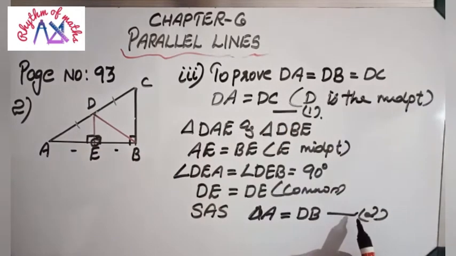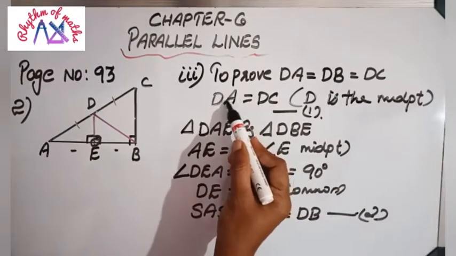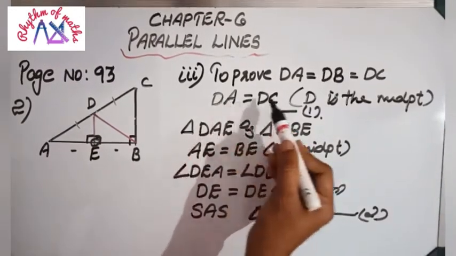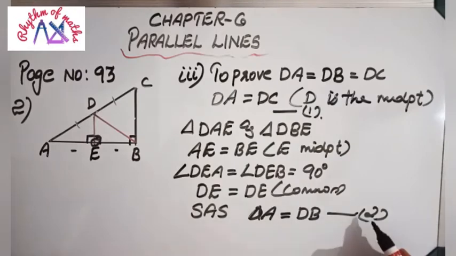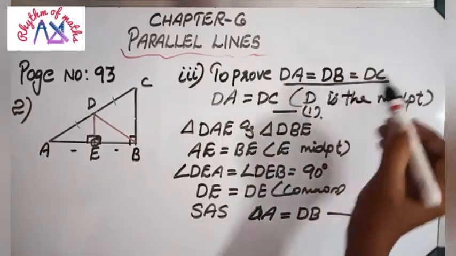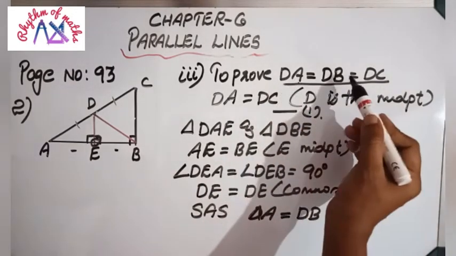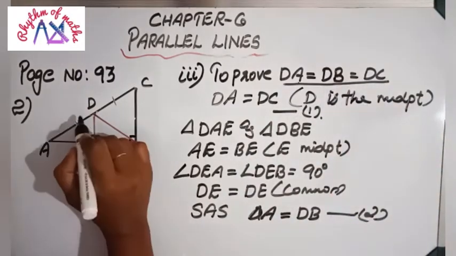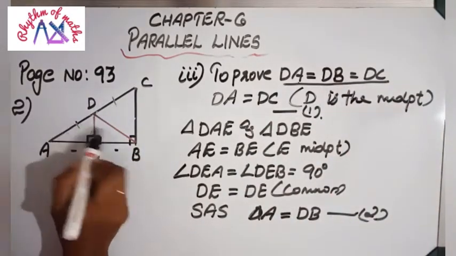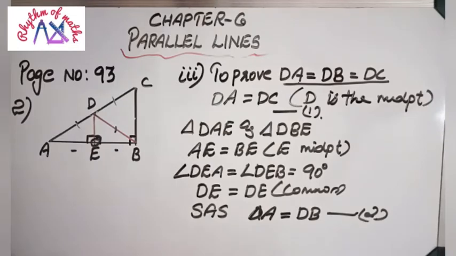Now from the first equation and the second equation, DA equals DC. DA's measurement and DC's measurement are equal. From the second one, DA's measurement and DB's measurement are equal. That means all these three measurements are equal. From 1 and 2 we can write DA equals DB equals DC. If these two sides are equal and these two sides are equal, then all three are equal. So this is the third sub-question's answer.